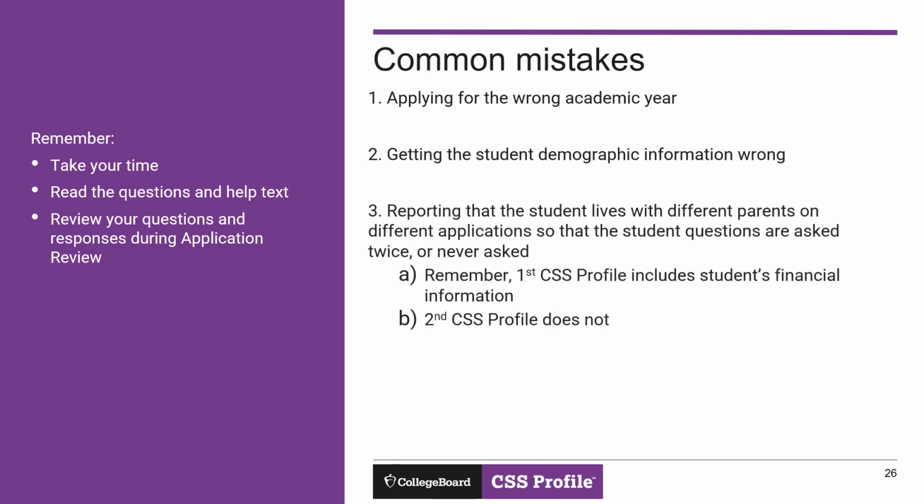Remember that the purpose of our questions about where the students live is to make certain the CSS profile applications are properly classified. The student will fill out the first CSS profile with one parent. The second CSS profile will not have any student income or asset information. If the student's school gets two applications with student information, or two applications but no student information, this can seriously delay the process of the student's financial aid application.